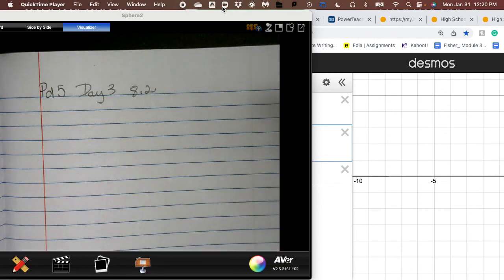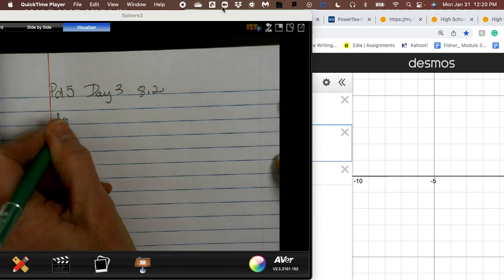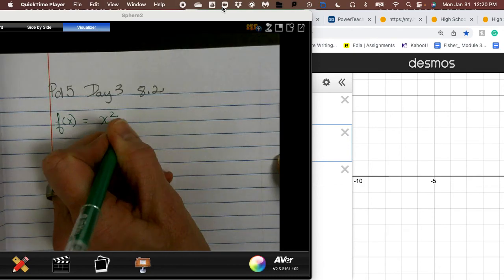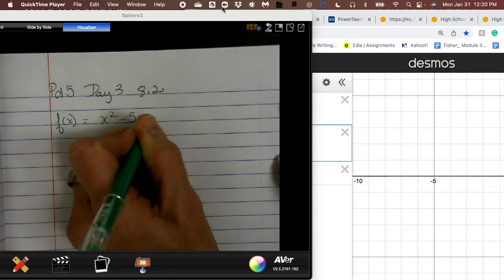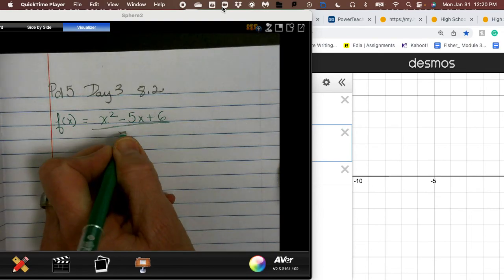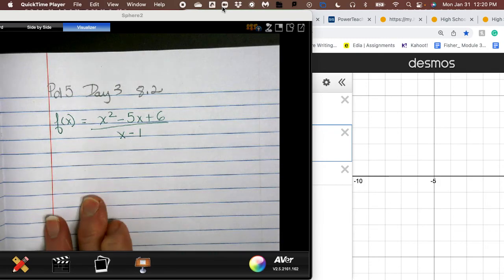Question number 5. Number 4 was a division question. Question number 5, they're going to ask us to take this function and find its range. So we do that by division. We can find the range if we rewrite this as a quotient.